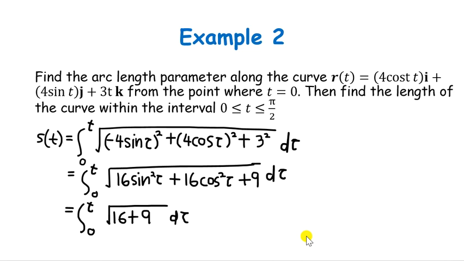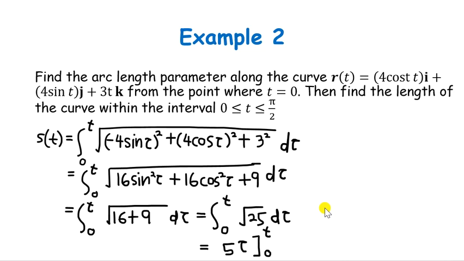The argument for your integration only consists of a constant, which is the square root of 16 plus 9. If you solve it, you get the square root of 25, which is equal to 5. Then if we integrate 5 with respect to delta, we will get 5 delta, with our limit between 0 and t. If we solve this, we will get 5t. So you will get the equation for the arc length parameter along the curve of the vector function r of t as 5t.